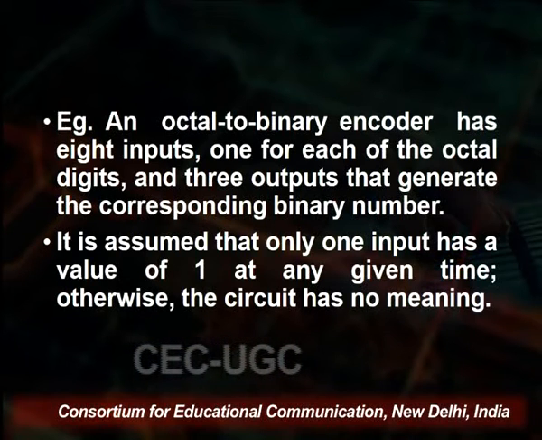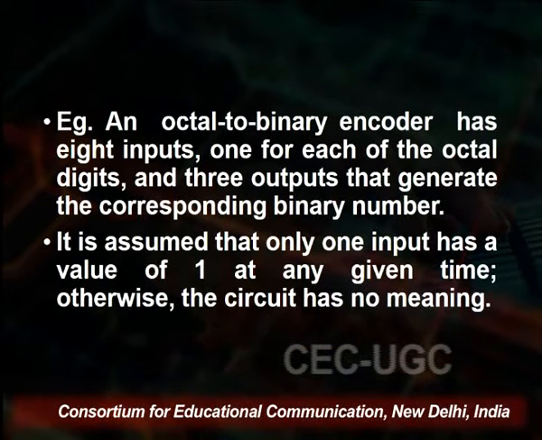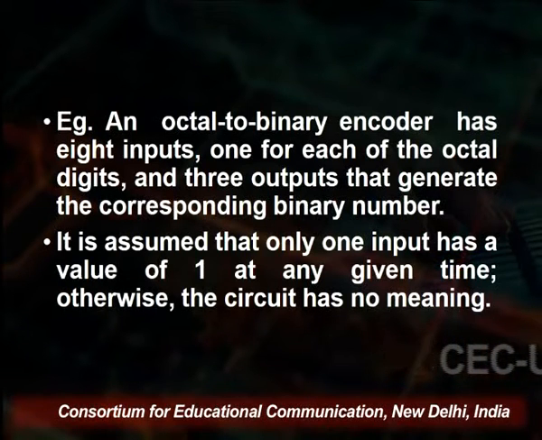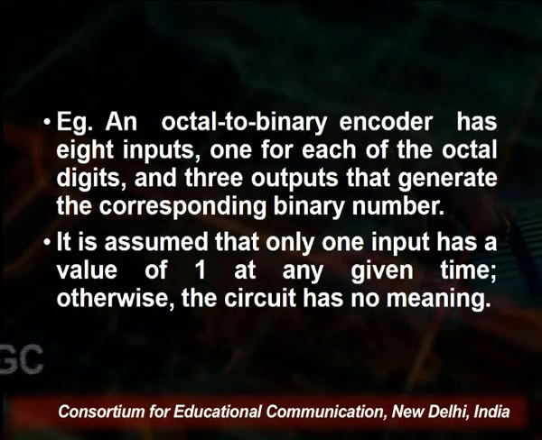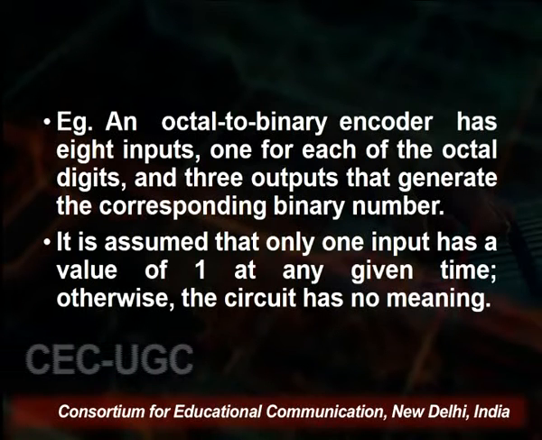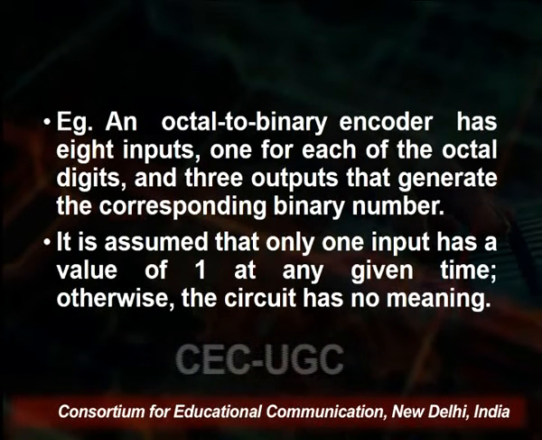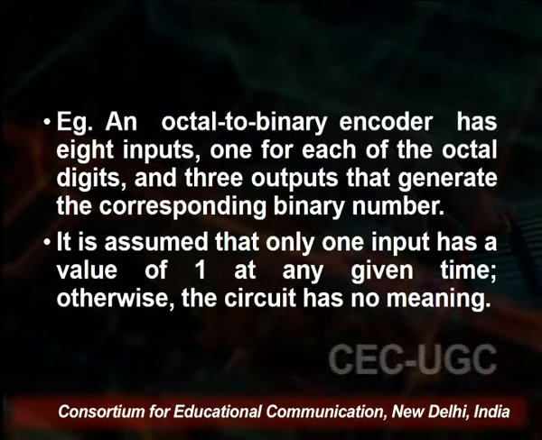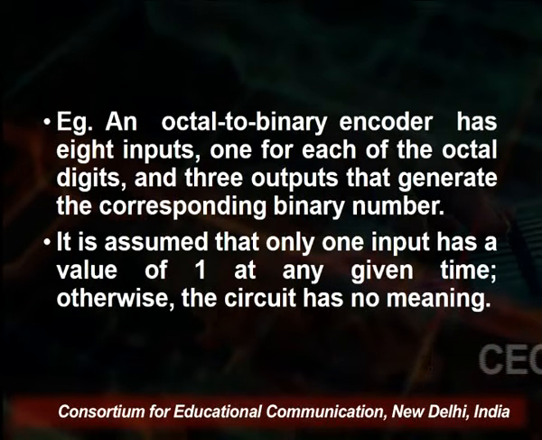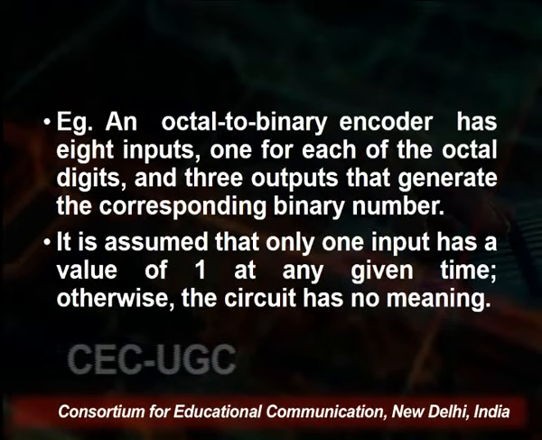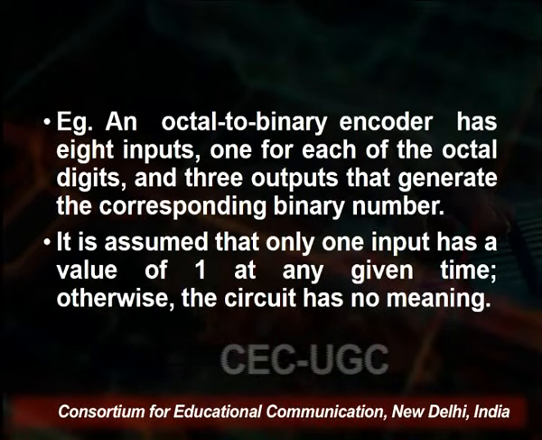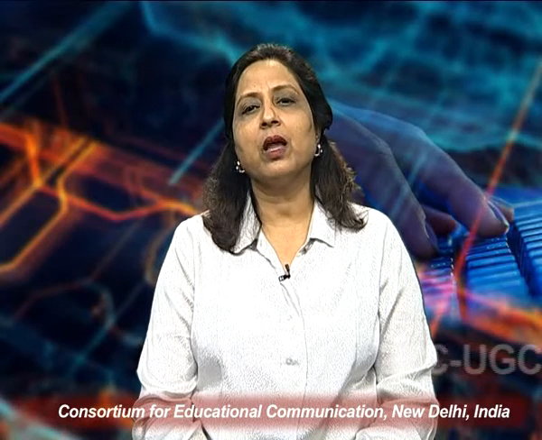For example, now we are looking at an octal to binary encoder. This has 8 inputs, one for each of the octal digits, and will have 3 outputs which are going to generate the corresponding binary numbers. This is exactly the reverse of the 3 to 8 decoder that we saw earlier. It is assumed that only one input has a value of 1 at any given point of time, otherwise the circuit will not be able to function and will have no meaning at all.